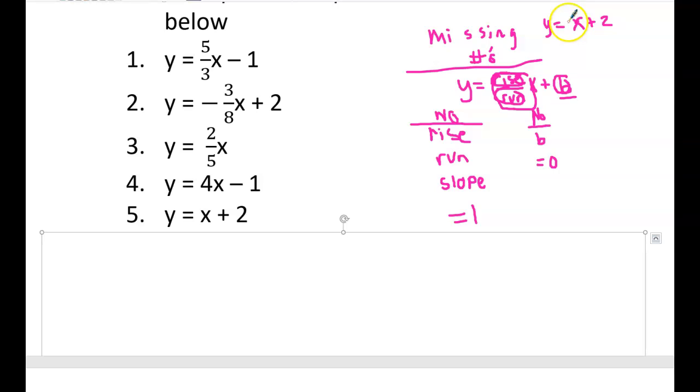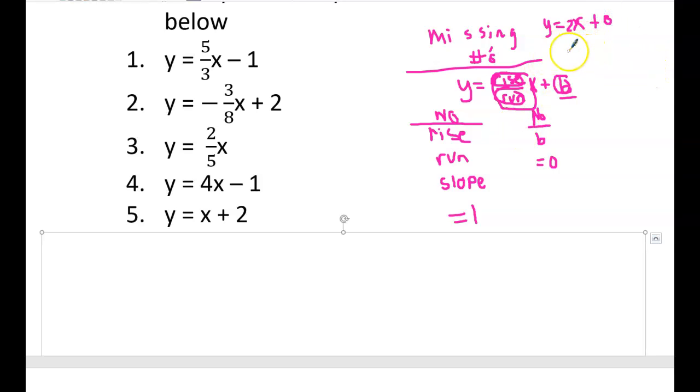Well, what can I put here so that it doesn't actually change the expression? The answer is a 1, because a 1 times x is the same thing as an x, right? But what if I was missing the 2? Let's say we had something like this instead. Well, if I'm missing a number over here, what can I put here so it doesn't actually change the expression? And since it's adding, that would be adding a 0.